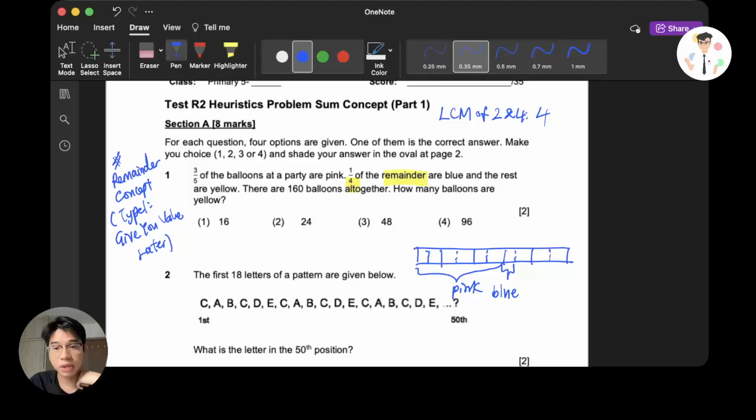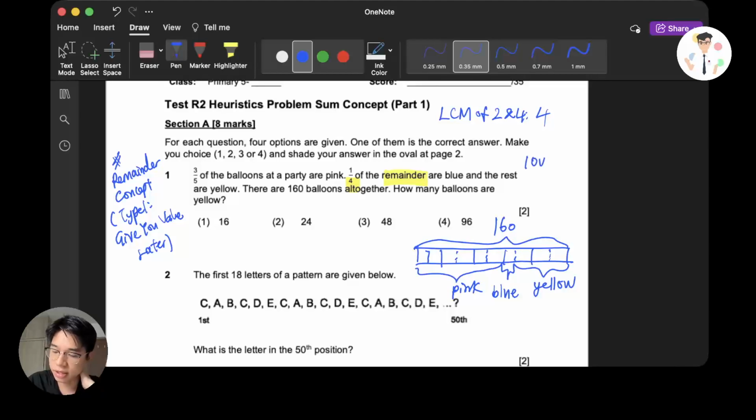And the question says the rest are yellow, which means I label these 3 as yellow. Now, the question says there are 160 balloons altogether. My total is supposed to be 160, so this whole thing is 160. How many units are there? 1, 2, 3, 4, 5, 6, 7, 8, 9, 10. So I know 10 units is 160.